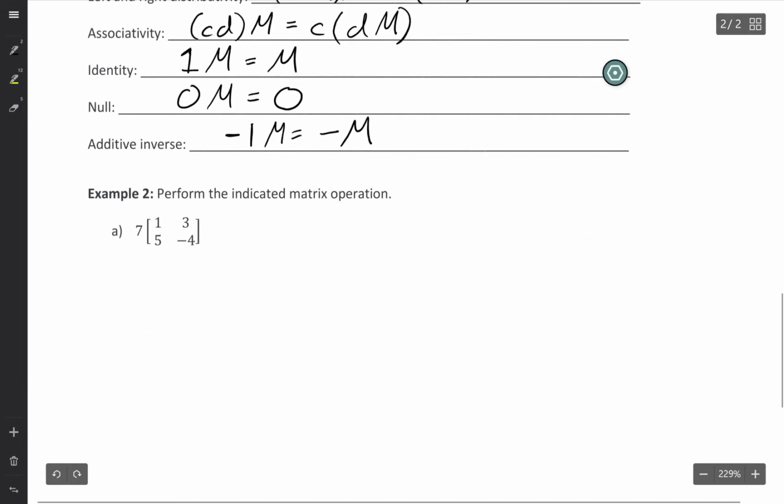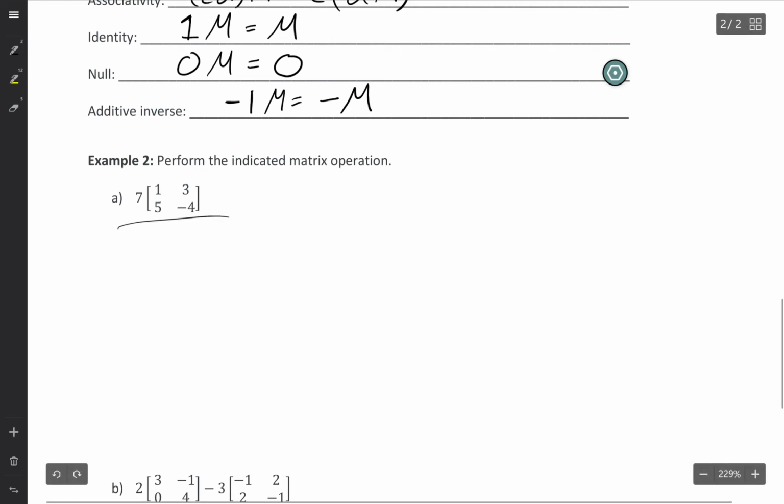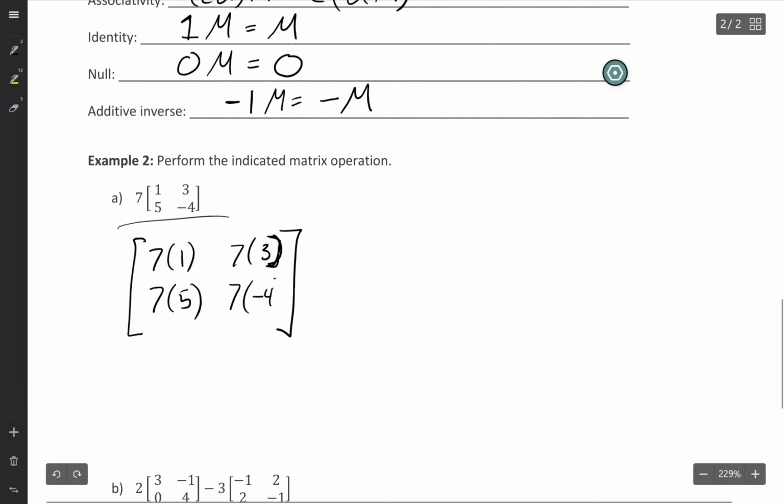So let's try this out real quick. To perform this indicated operation, you're just going to multiply each entry by 7. So 7 times 1, 7 times 3, 7 times 5, and 7 times negative 4. This gives me the matrix 7, 21, 35, negative 28.